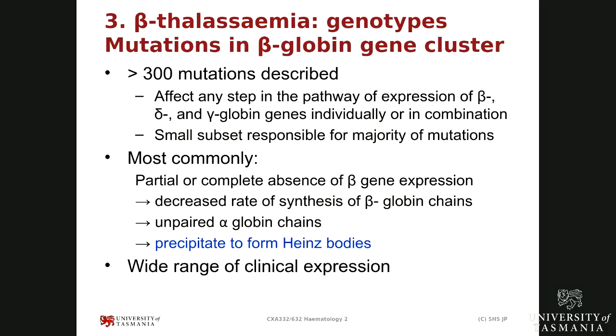So on to thalassemia, beta thalassemia. Unlike alpha thalassemia, beta thalassemia is due to point mutations. Alpha thalassemia is gene deletions, whereas beta thalassemia is point mutations. And this means that we have a gazillion different sorts of beta thalassemia. And as you can see there, it affects any step in the pathway of expression. This is also why with beta thalassemia you can get all these sort of compound heterozygotes.